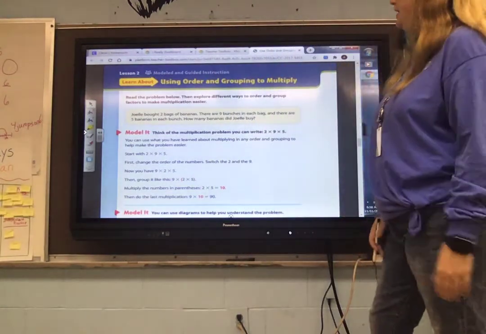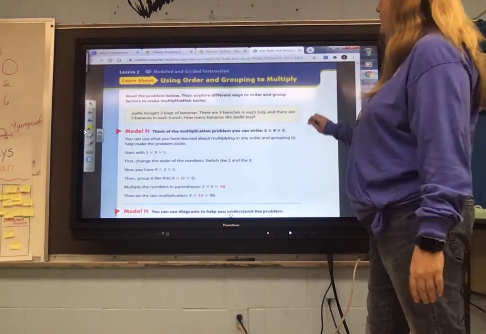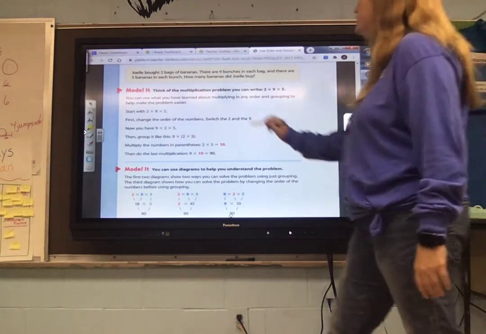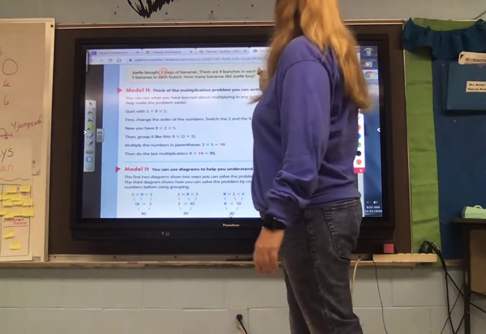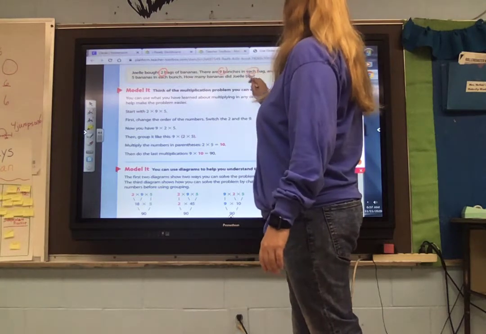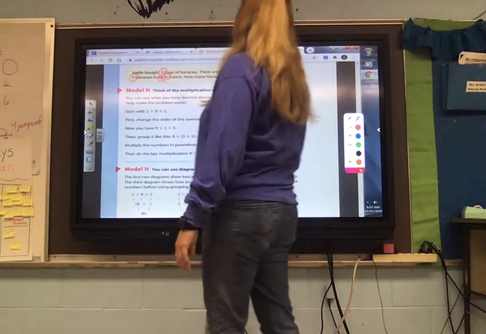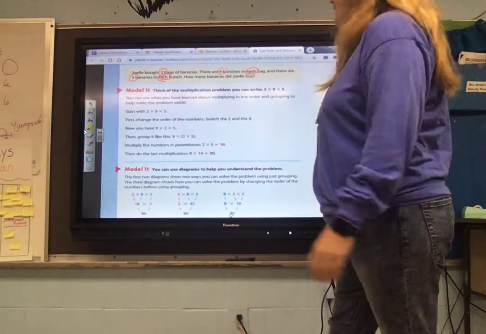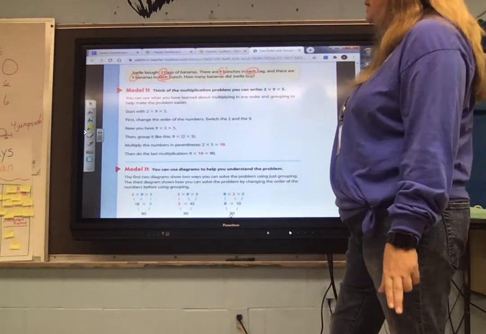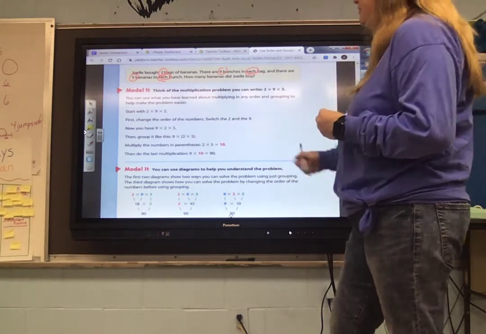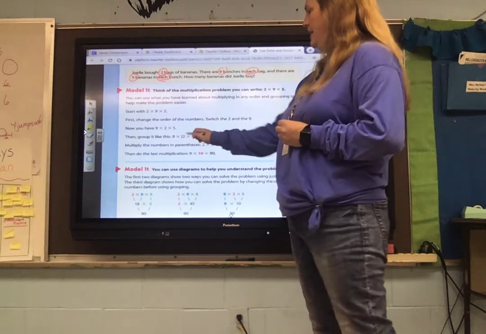It says Jolie bought 2 bags of bananas. There are 9 bunches in each bag, and there are 5 bananas. So we have 3 factors here. 2, 9, there's a word each, clue word, and there are 5 bananas, another each. How many bananas did Jolie buy? So we have 3 factors, 2, 9, and 5, and we are going to decide how we want to group them. So they decided to group 2 and 5 together first.